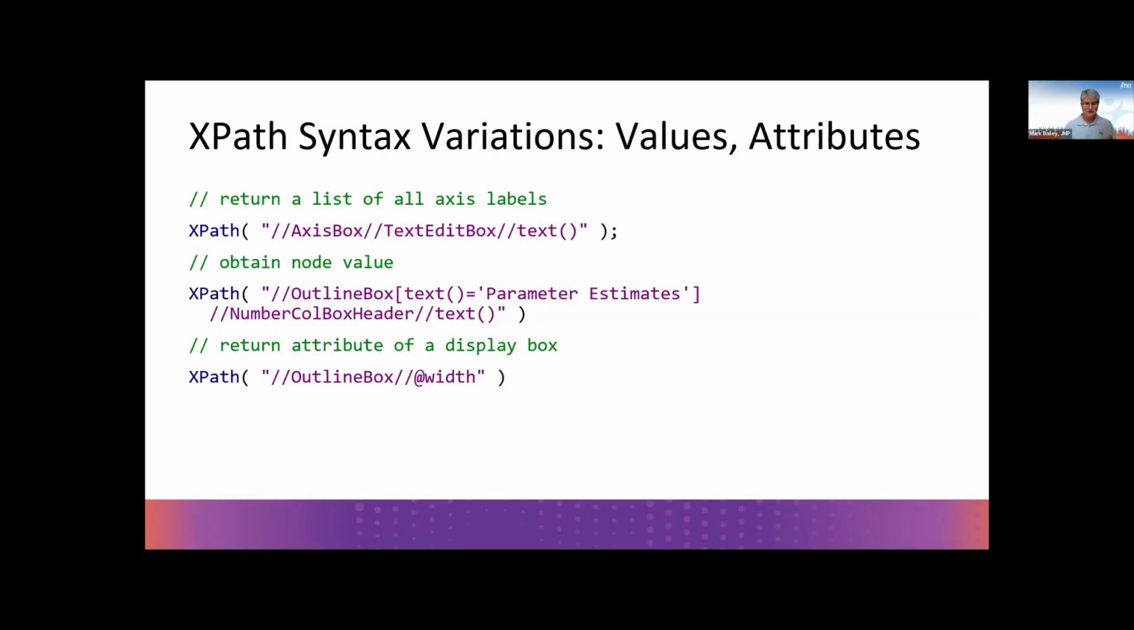As you're searching through things, sometimes you want a reference to that display box, you want to send a message. But other times you want either the value or the attribute in that node. And so here's an example. We're going to find all the axis boxes, and for each of them, all the text edit boxes. And instead of returning a reference to the display box, we want the value, the current text in that box, and so forth. The last line here, we want to find out about the width of all of the outline boxes in the window.